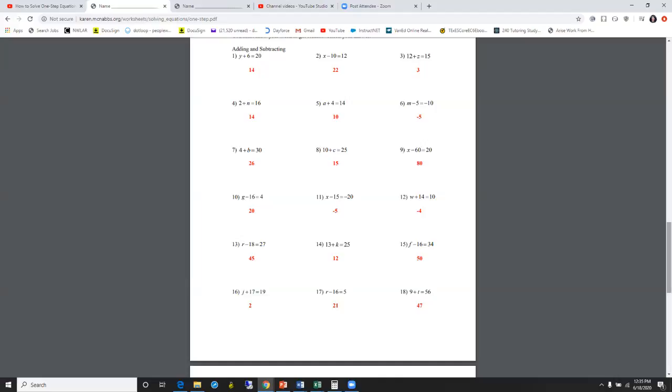Now to check and see if it's correct, you're going to take your 10 and add it to your positive 4 up there, and 10 plus 4 is going to give you 14. So then you know your answer is correct. Does anyone have any questions so far?